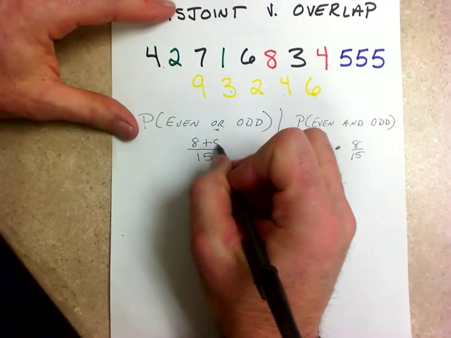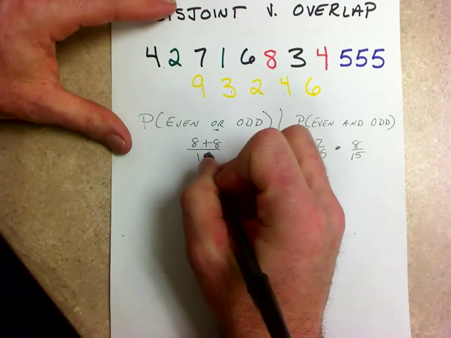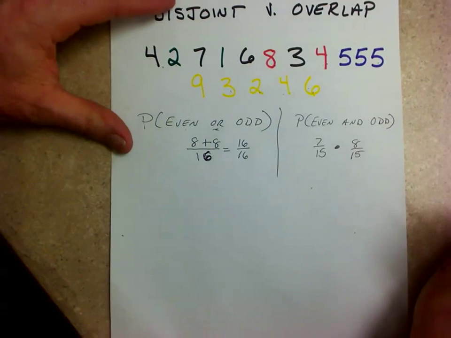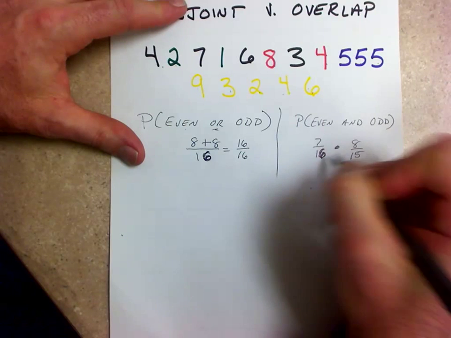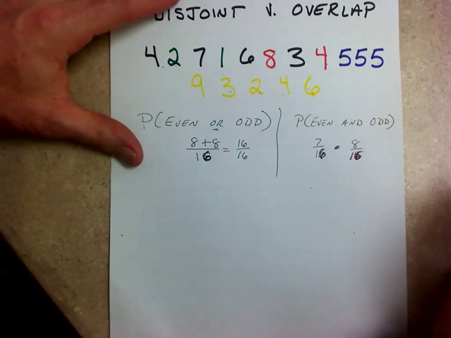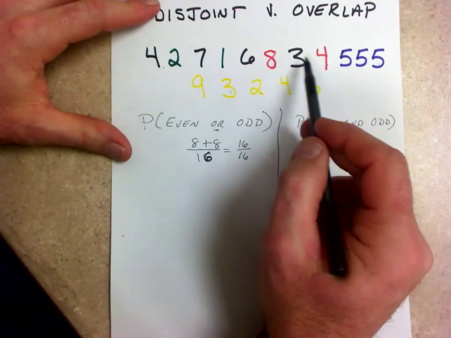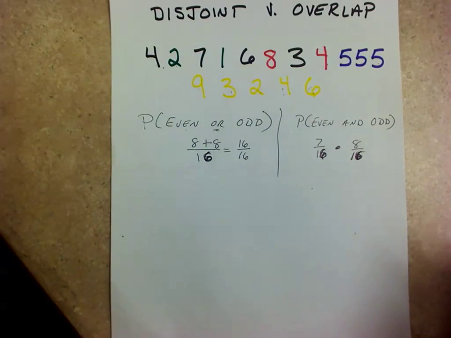Wait a second. We got 16. Sorry. So the chances that we pick an even or an odd number would be 16 sixteenths. I guess these should be 16 over here. That's my fault. 1, 2, 3, 4, 5, 6, 7, 8, 9, 10, 11, 12, 13, 14, 15, 16. Sorry about that. All right.